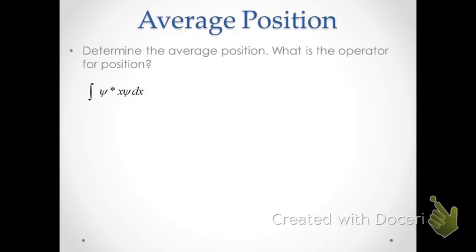Now, x being just multiplication, we can rearrange this a little bit, so we end up with the integral of x times psi star psi, which if we have a real function is just x times psi squared. And so for the particle in a box wave function, this is the integral that we'll need to evaluate to determine the average position. Okay. Now, I'm actually going to carry this one out.